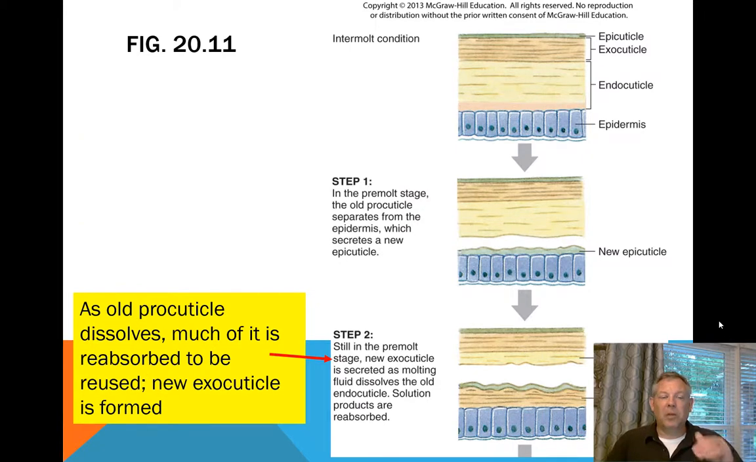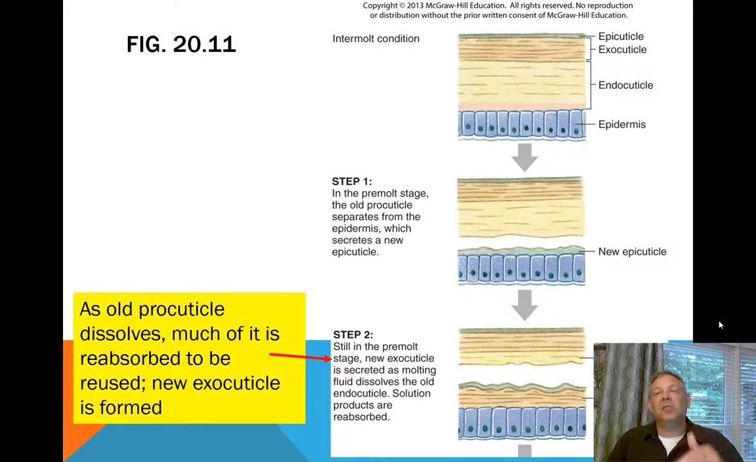Then, as the molting progresses, that procuticle gets dissolved. The epidermal layer releases enzymes which help to dissolve that procuticle, and then much of that gets reabsorbed. That makes a lot of sense, right? It wouldn't make any sense to just dissolve it and let it slough off. Dissolve it and reabsorb it so you can use it to build your new procuticle. As that is happening, that's making more and more space. Now you've got that thin epicuticle already made, and you can start to build an exocuticle underneath it.